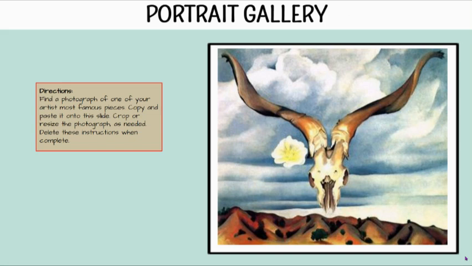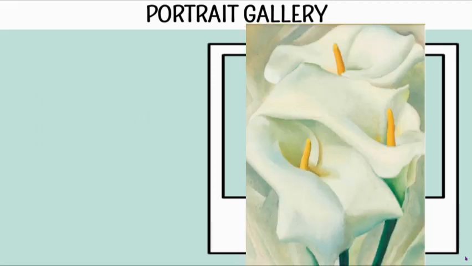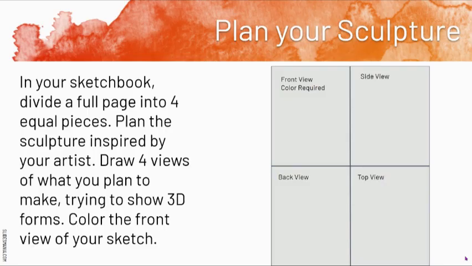It's very important. So the directions tell you to find a photograph of one of your artist's most famous pieces, copy and paste it, crop or resize as needed, and delete the instructions when done. So that box should not be there since I have an example piece. And since there are 3 slides, I included 3 example pieces to show that I've done my research. Once you have all of that done, you should have some great ideas brewing in your brain about how you can make a 3D sculpture inspired by this artist.